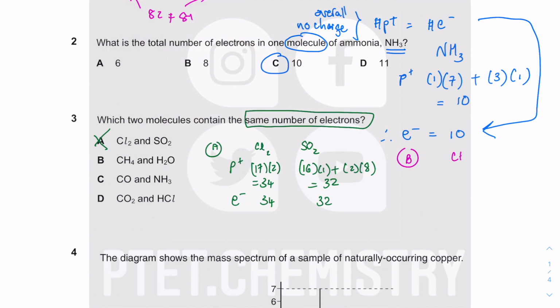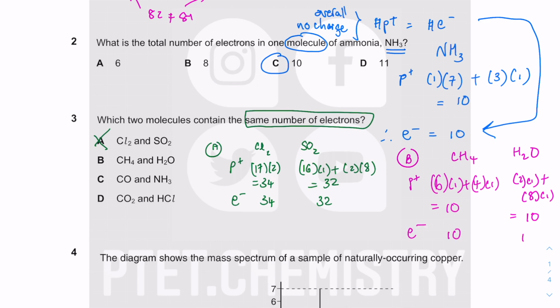B is CH4 and H2O. My protons are 6 protons for carbon plus 4 times 1 for hydrogen. And you can do the same thing for the H2O as well. You're going to get 2 times 1 plus 8 times 1, which will give you 10. And the number of electrons is going to be 10 and 10.